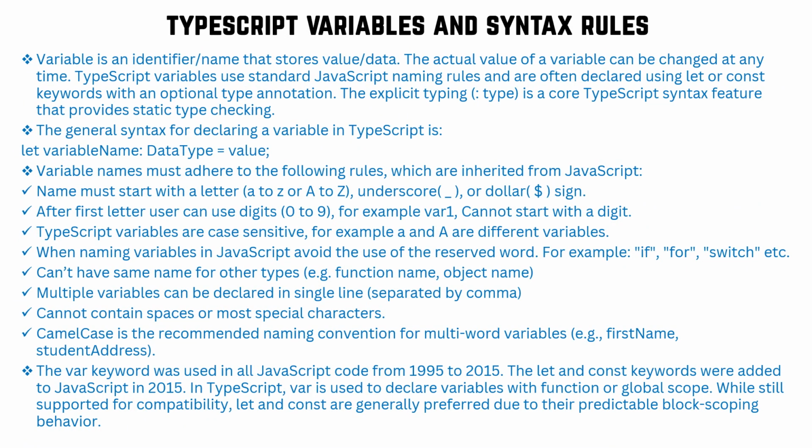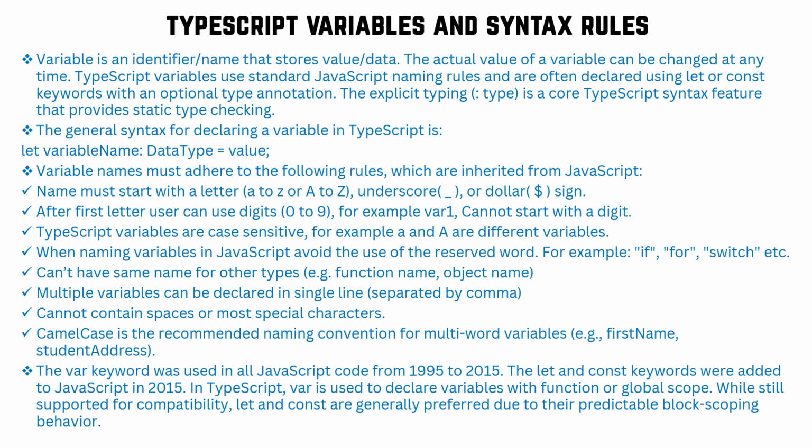Now we'll understand a very important topic called variables and the syntax rules. In any programming language, variables are very important, right? Otherwise, without variables, we cannot proceed further. In Java, there are primarily three types of variables: local variable, static or class variable, and instance variable. Here in TypeScript also there are three important variable concepts available: var, let, and const.